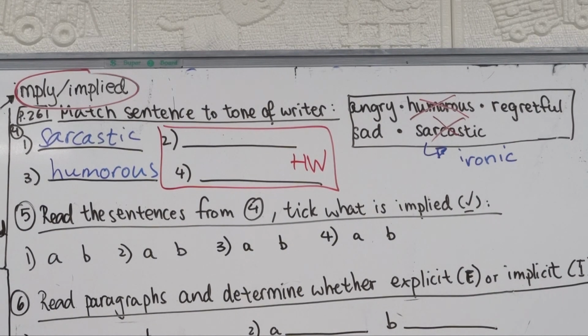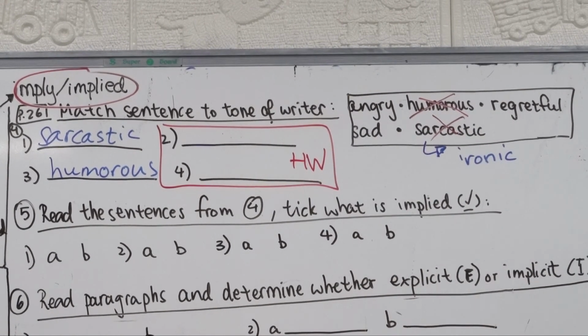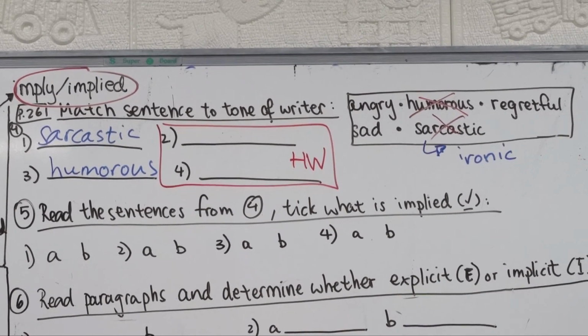Alright, let's move on to part 5. Okay, part 5. Read the sentences from here, 4, and then tick what is implied. Let's try to do all together, okay?